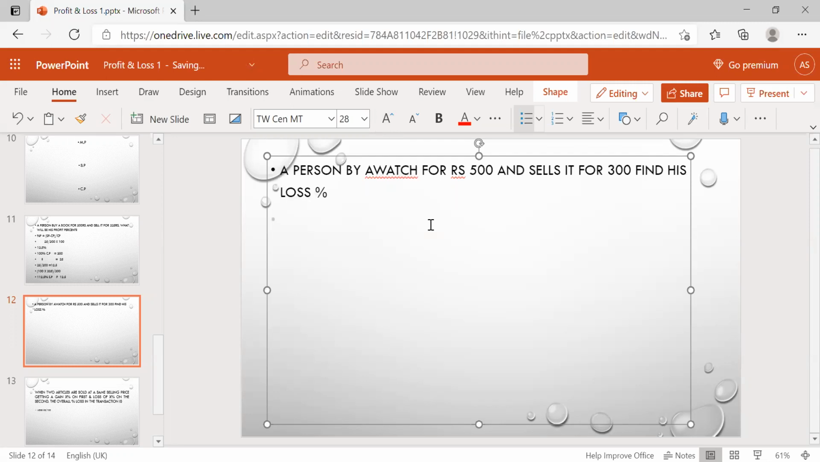You can solve this by using the formula or by using the percentage also. Formula means loss. What's that loss? 500 minus 300. I'll solve with the formula, you just solve with percentages. By 500, always cost price into 100. So it is nothing but 200 by 5. It's nothing but 40%. Yes, 40%. Okay, clear.